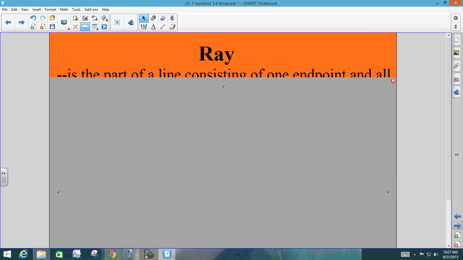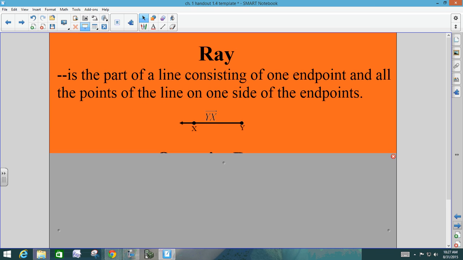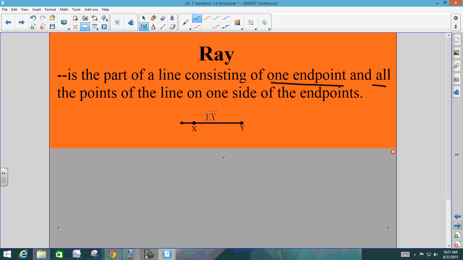A ray, also part of a line, consisting of one endpoint, and then all the points on one side of it. A ray has one endpoint, and then all the other points going to one side. Still part of a line.